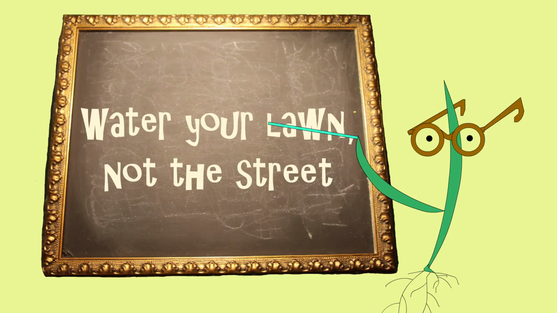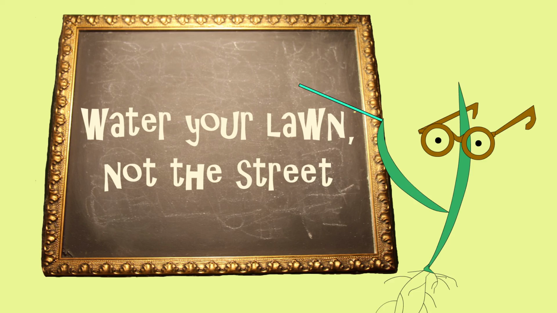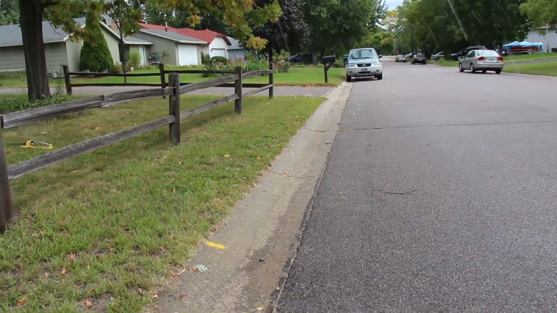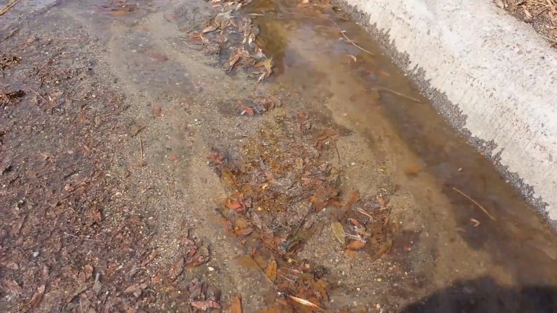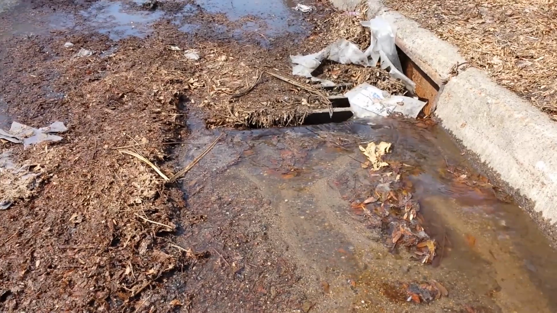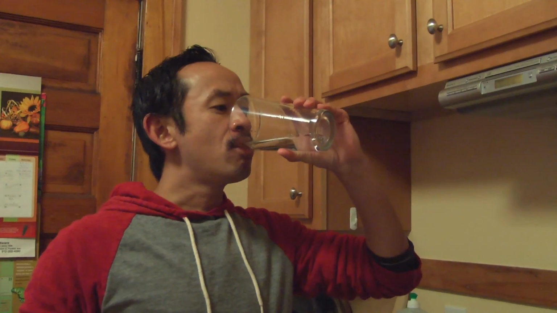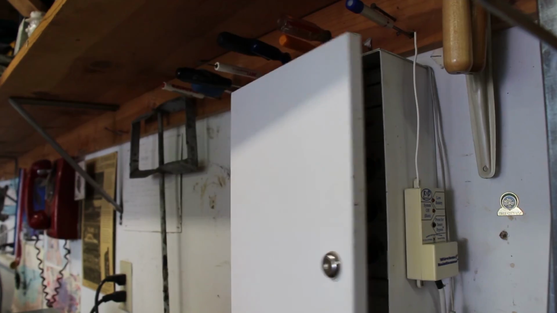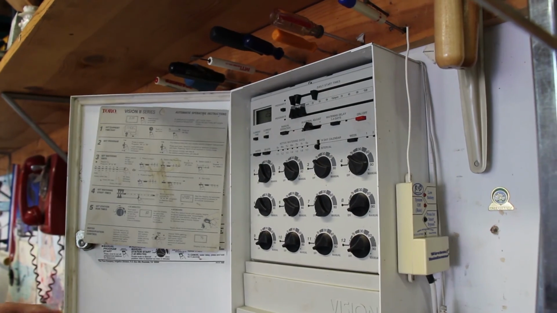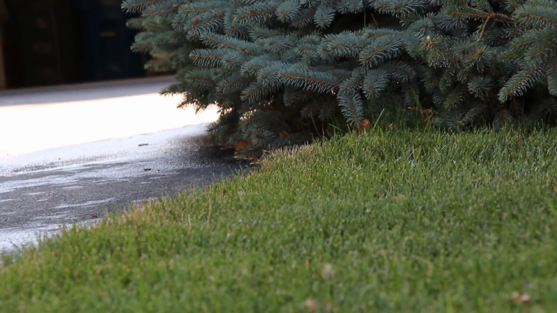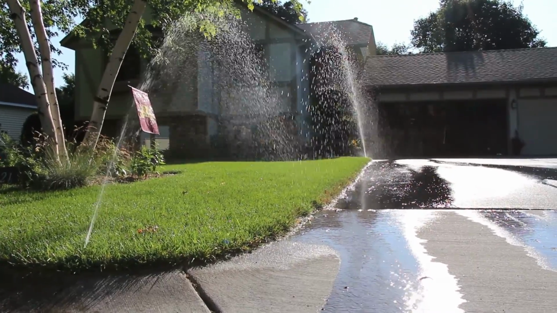The fourth principle is water your lawn, not the street. Any water that falls on a street or driveway will flow directly into the storm sewer, carrying debris and pollutants with it. Water that falls on a hard surface is a waste of clean water. Adjust your sprinklers so that all the water stays on your lawn. If you have an automatic irrigation system, check it often to make sure that all the sprinklers are working and are not spraying water onto the driveway or street.